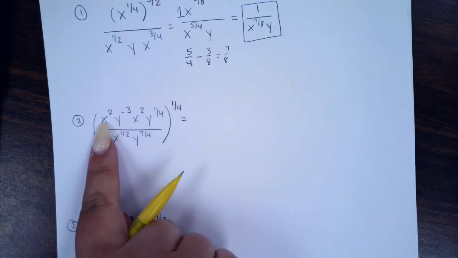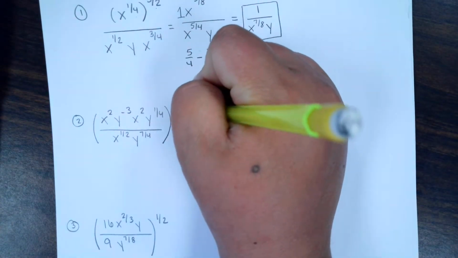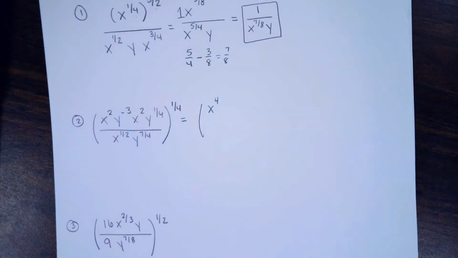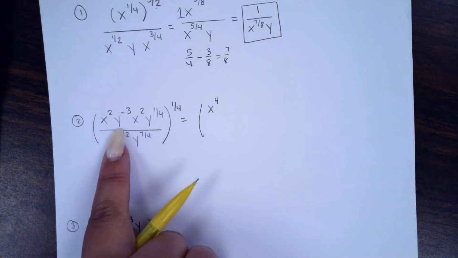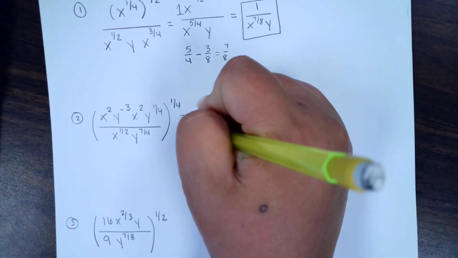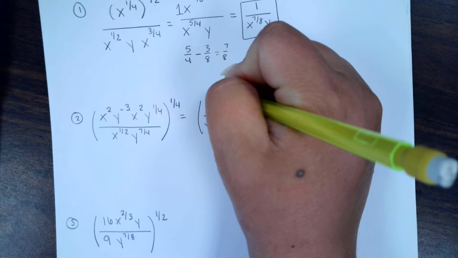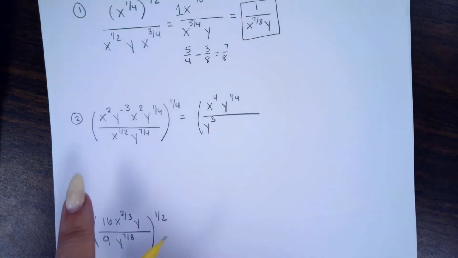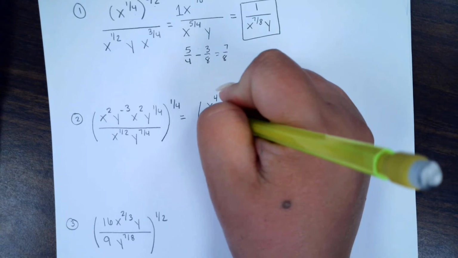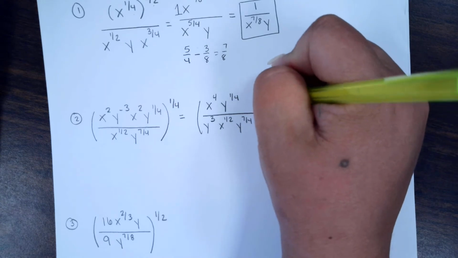All right, let's look at the top. We have an x squared and an x squared. If I multiply those, I will get x to the 4th. Then I have a y to the negative 3rd. I never want to deal with negative exponents, so what I'm going to do is immediately put that in the denominator. And then up top, I have a y to the 1/4. And then in the bottom, I had an x to the 1/2 and a y to the 7/4. All that to the 1/4.